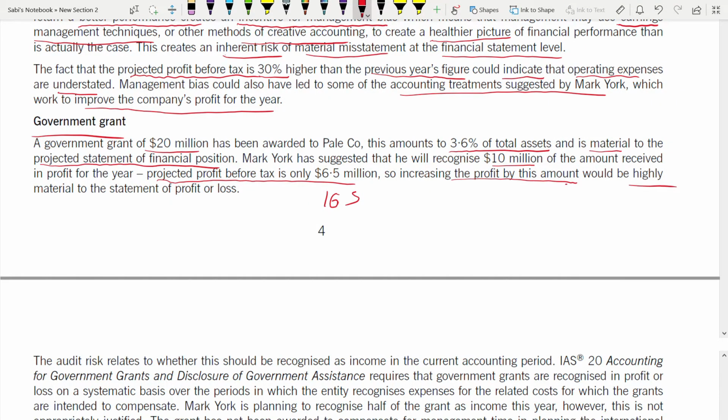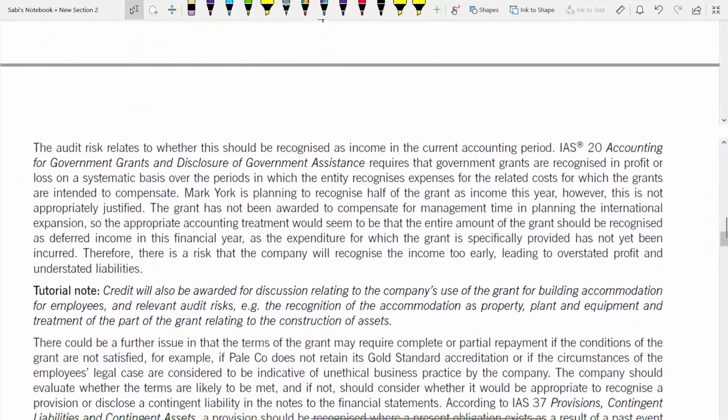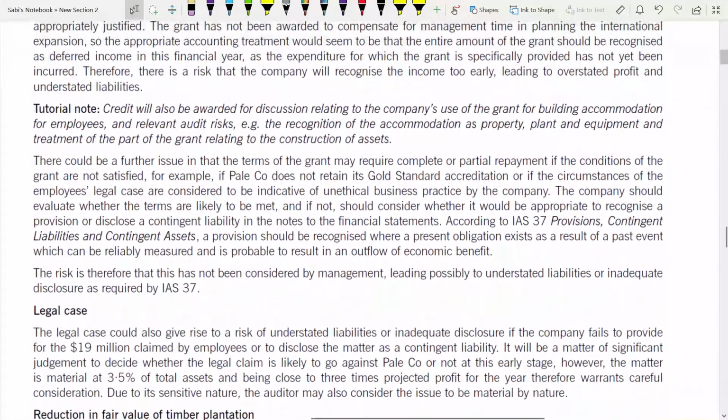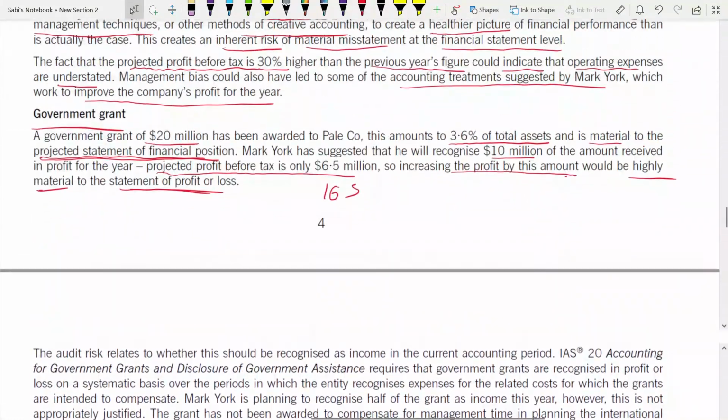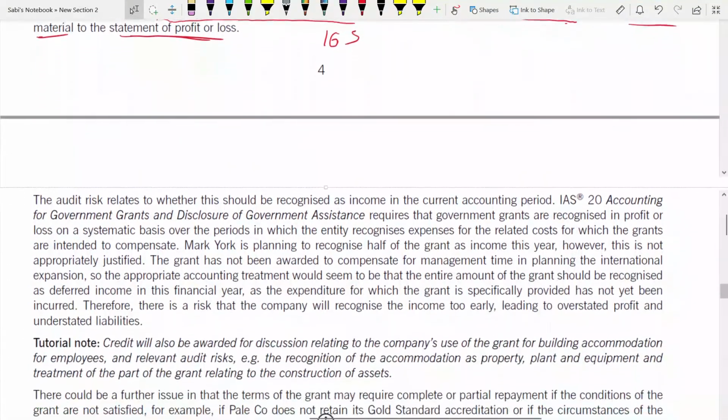Please mention the words highly material. Use adjectives to show that it is very material. Highly material to the statement of profit or loss, because it's a profit, right? So it will go in the profit or loss. Make sure where it is going, whether it is material for the statement of financial position or the statement of profit or loss. So you have to write it. But this is explained further, because for government grant, it's for 4 points. So they're explaining in detail.